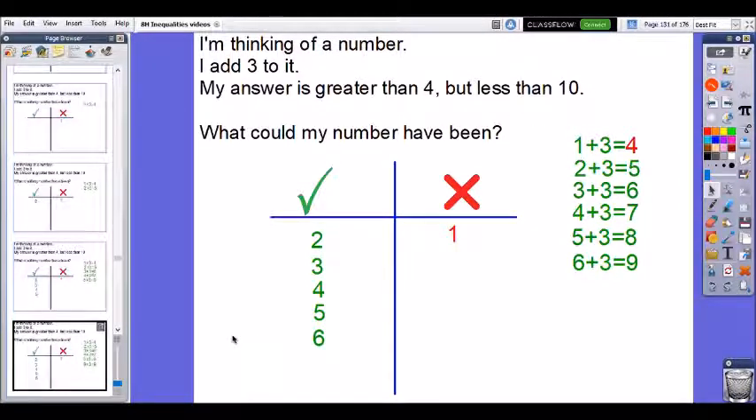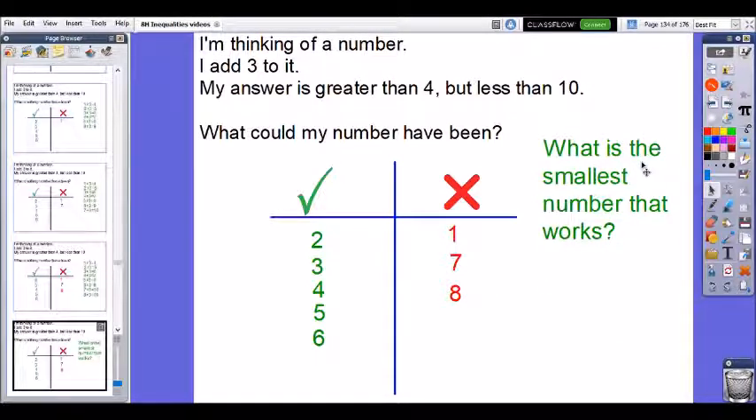What about the number 7? Well, 7 plus 3 makes 10. 10 is not less than 10, so 7 doesn't quite work. If I were to keep this going, you probably notice that any number above 7 just won't work. So for example, if I'd done 8 plus 3 to get 11, 8 is too big.